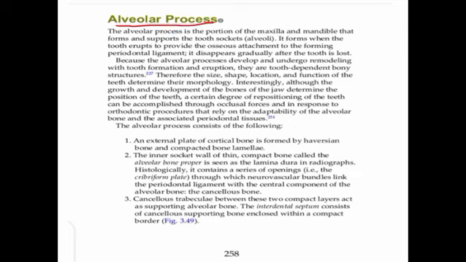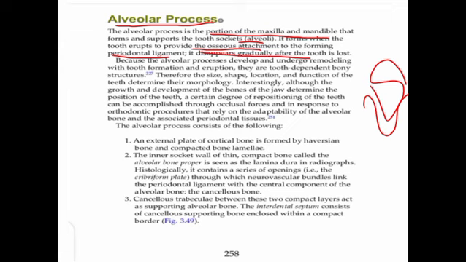First of all, the alveolar process is the part of the maxilla or mandible, meaning it is part of the maxilla and mandible, and it forms a frame that supports the tooth sockets, which are known as alveoli. It forms when the tooth erupts to provide osseous attachment to the forming PDL, but it disappears gradually after the tooth is lost.